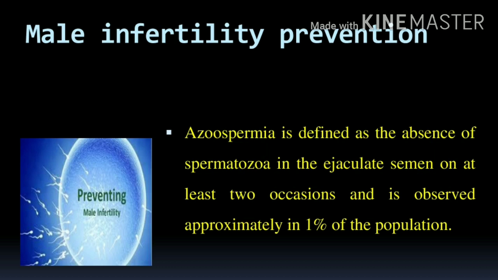Azoospermia is defined as the absence of spermatozoa. It is observed in approximately 1% of the population. So this is male infertility, and they cannot contribute to the population.